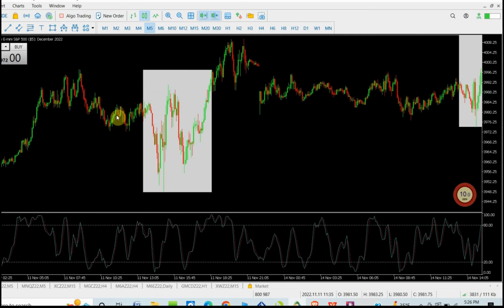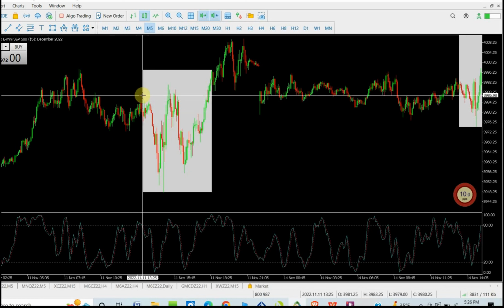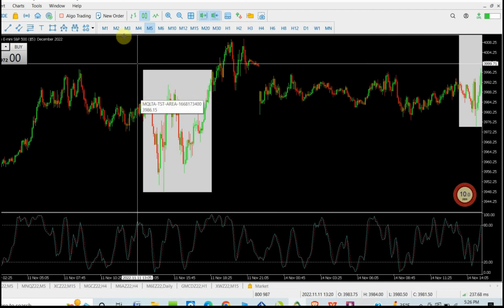Let's just see if we can find another one. You get the picture, though, guys, right? So here we are. We were heading up into the opening session, and then we had some divergence right here, just before the open.